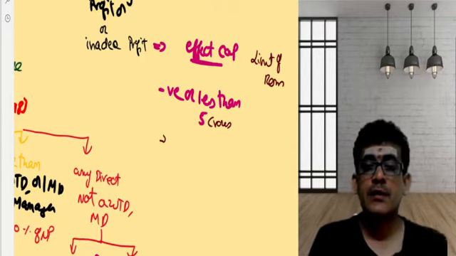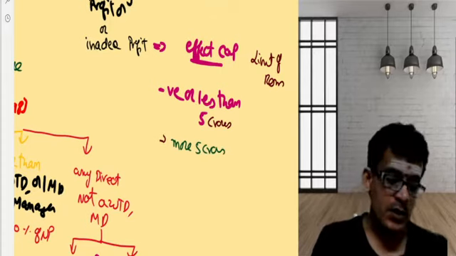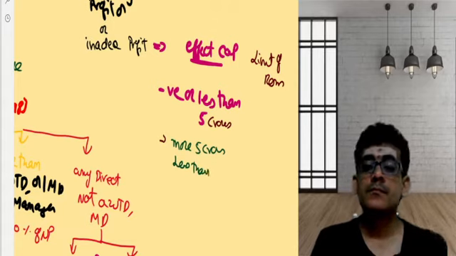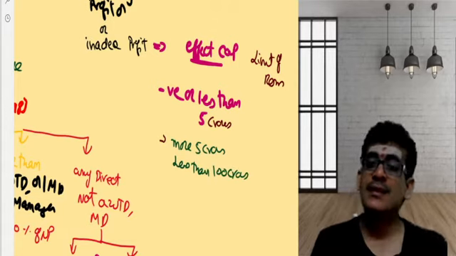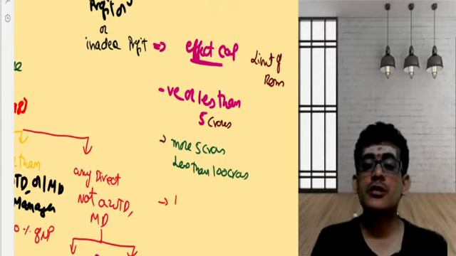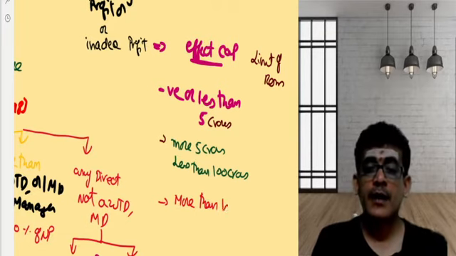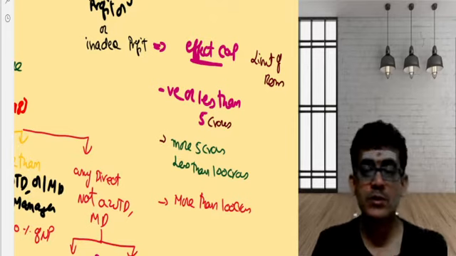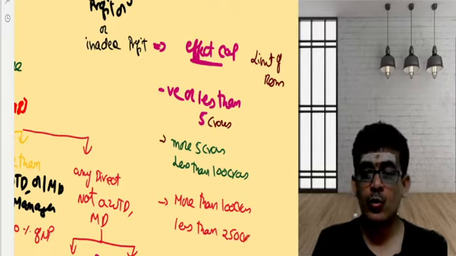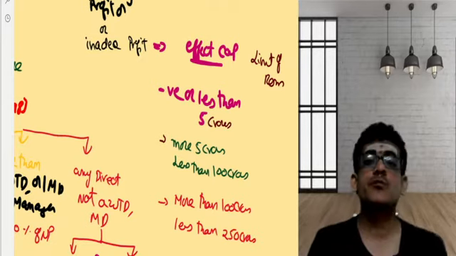The next case is more than 5 crores. Your effective capital is more than 5 crores but less than 100 crores. Then the limit is different. The second thing is the remuneration: the effective capital is more than 100 crores but less than 250 crores. So these are the three different limits we are having.